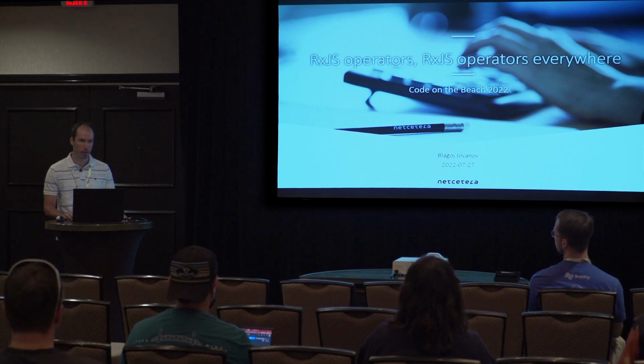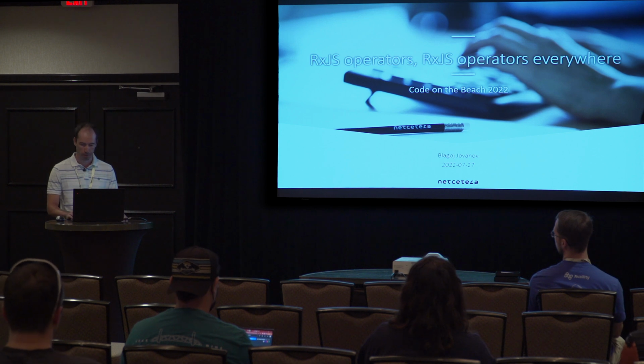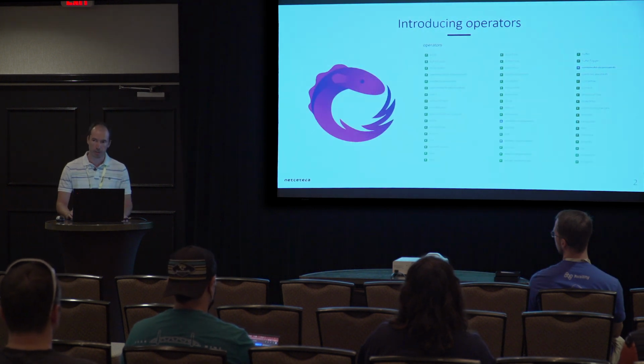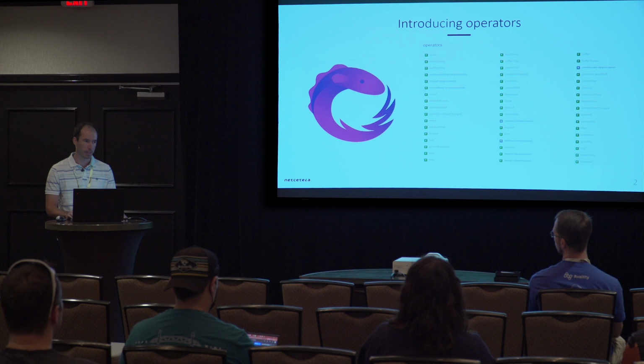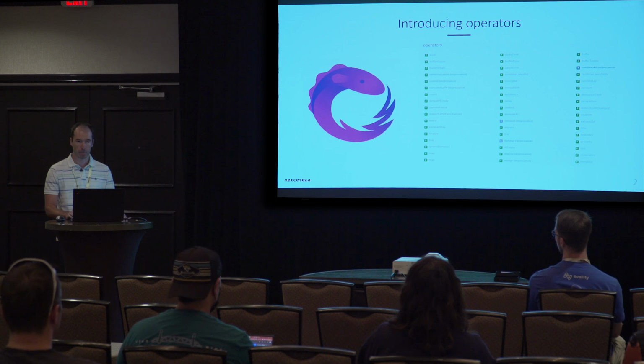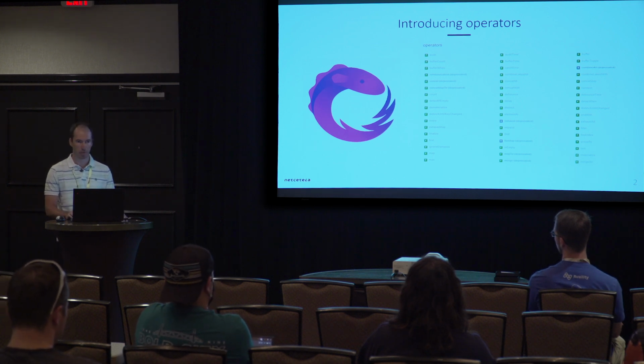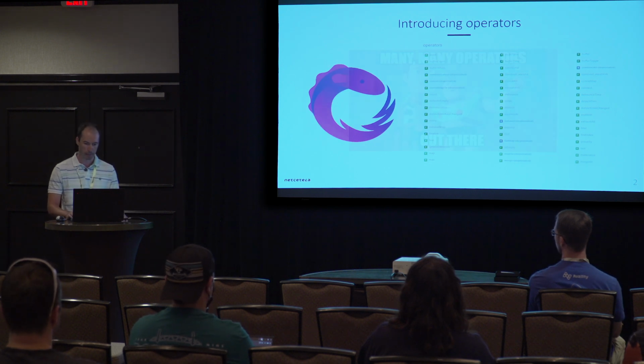RxJS stands for Reactive Extensions for JavaScript, and it's a library that enables asynchronous programming. An intrinsic part of RxJS are its operators, and these are essentially functions that mainly do two things: either create an observable or accept an observable as an argument and return another observable, which is a new one, so pure functions which have immutability of the source operand.